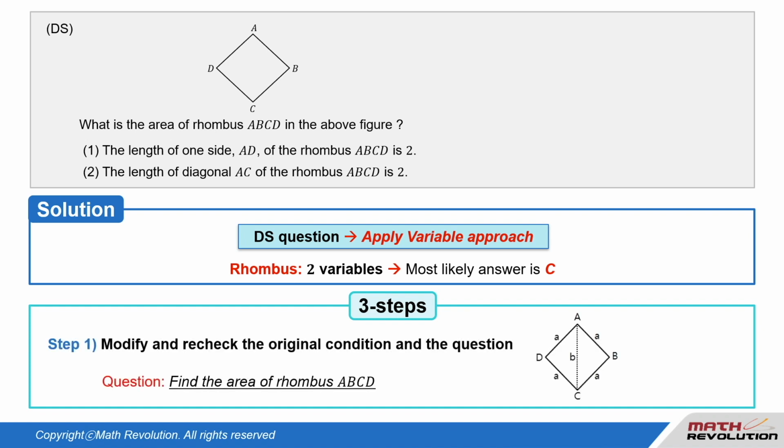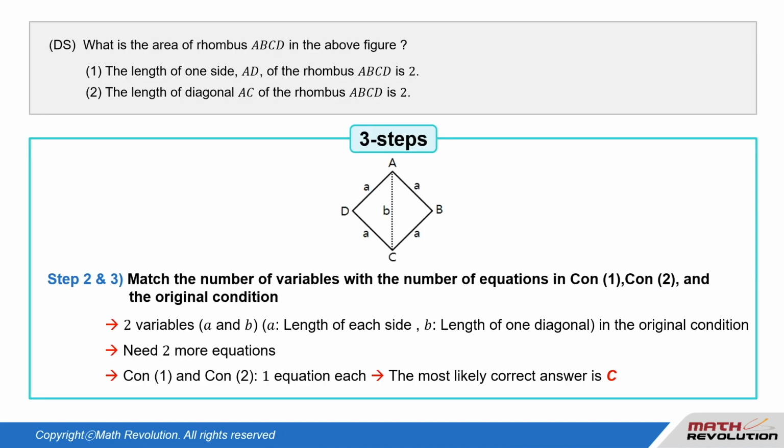Follow the first step of the variable approach by modifying and rechecking the original condition and the question. We have to find the area of rhombus ABCD. Follow the second and third steps. Let's modify the original condition and the question.